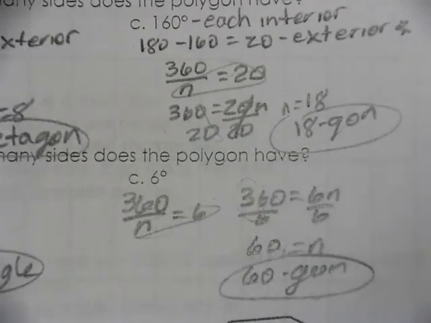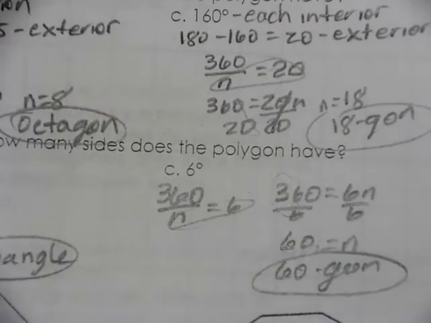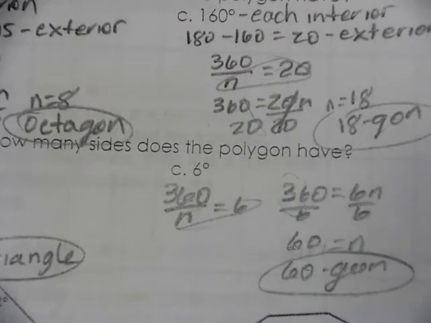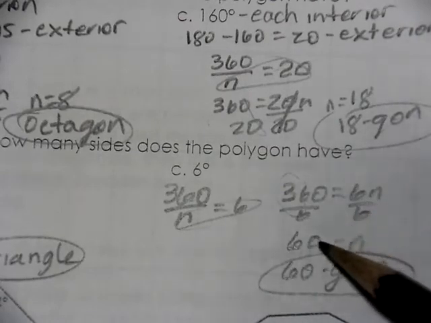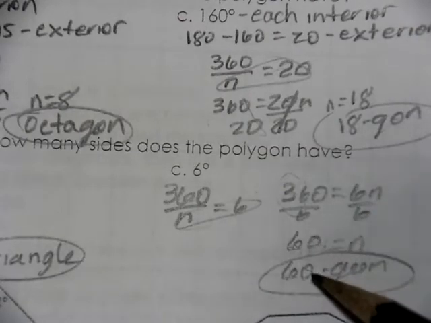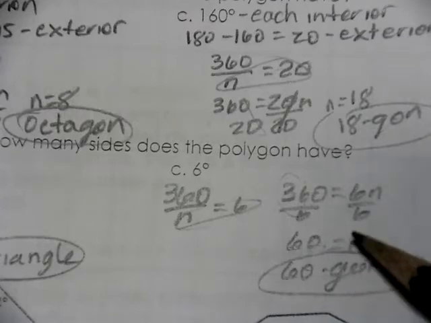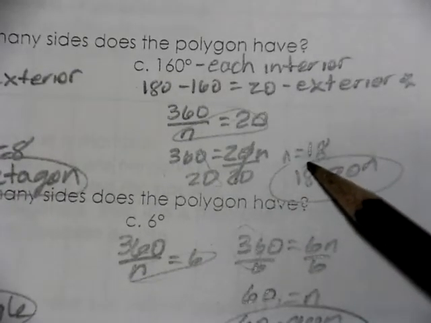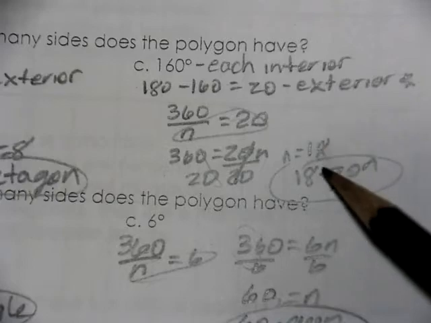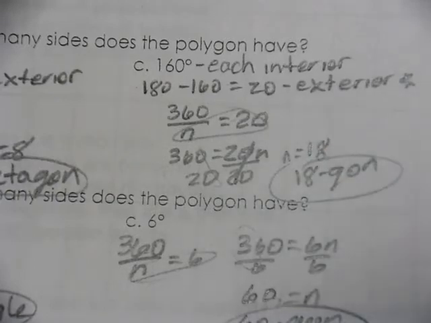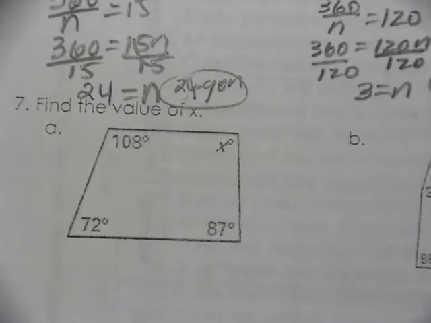So apparently this shape would have 60 sides to it. The smaller the exterior angle, the more sides it's going to have. The larger the interior angle, the more sides it's going to have. Alright? Now we're looking to find the value of x.